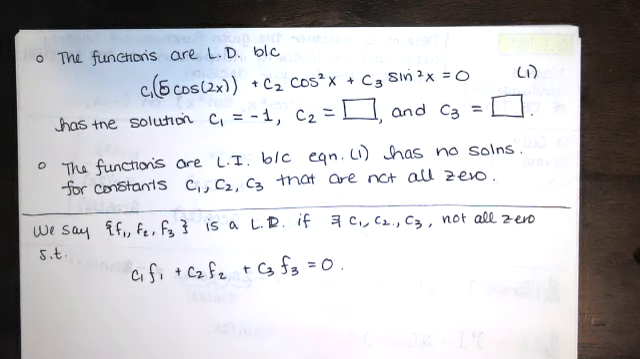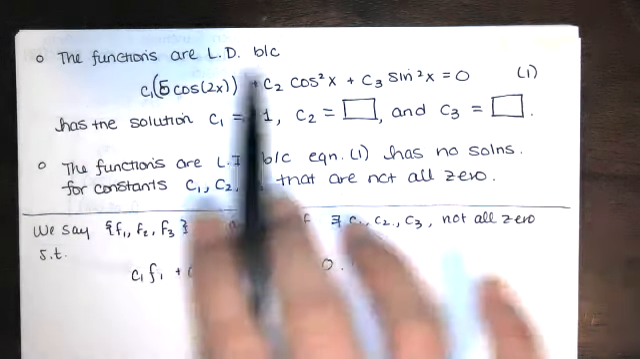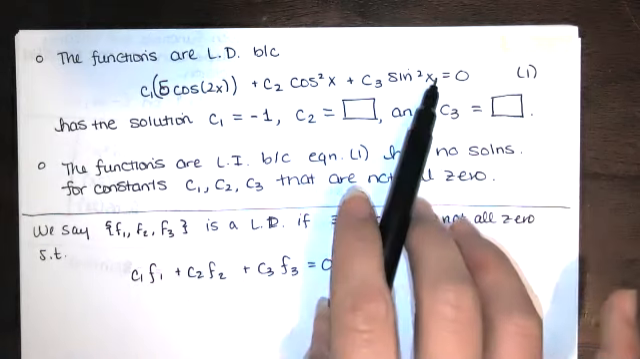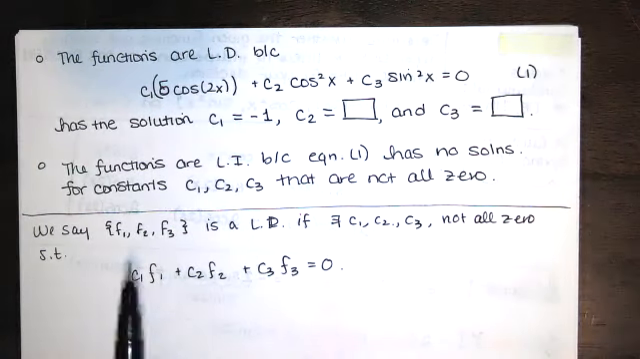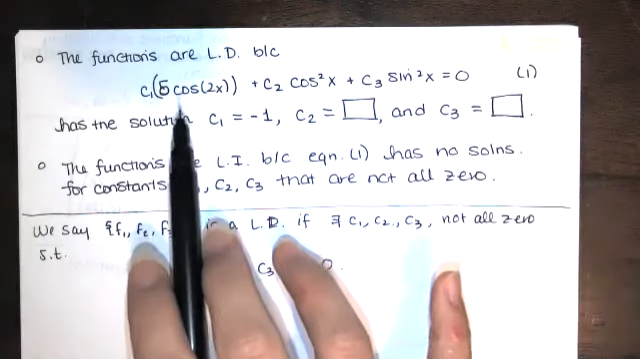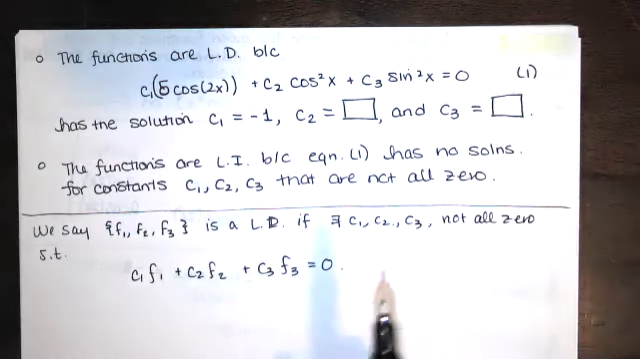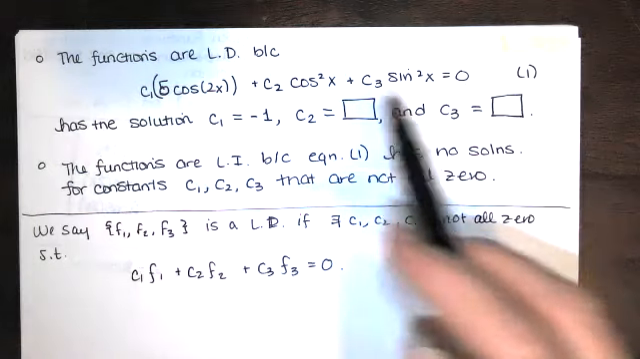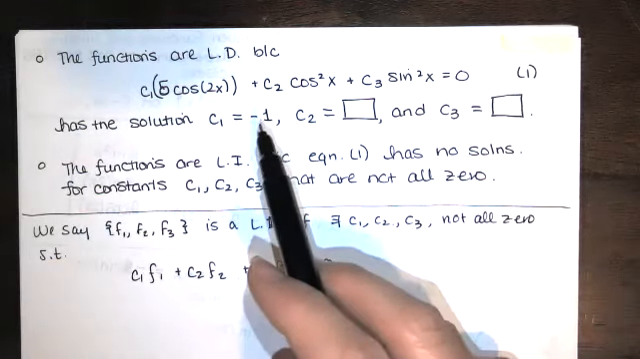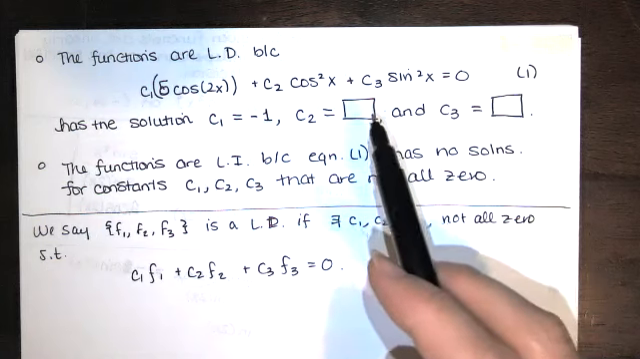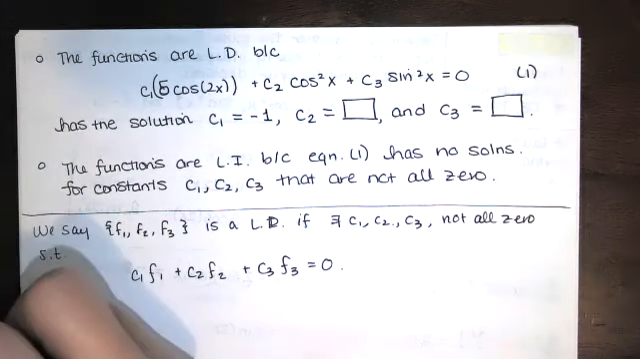But the idea behind linear independence and linear dependence is that one of the functions, or maybe several of the functions, are redundant. Basically, we can get one of these functions by taking a linear combination of the other two. With that in mind, they're giving us these two options. They're saying the functions are linearly dependent because this equation, with f1, f2, and f3 as the functions that were given to us, 5 cosine of 2x, cosine squared, and sine squared, has the solution C1 equals -1, C2 equals blank, and C3 equals blank.